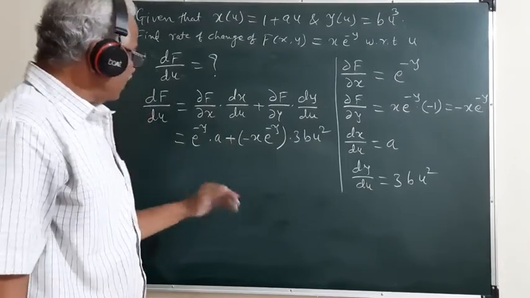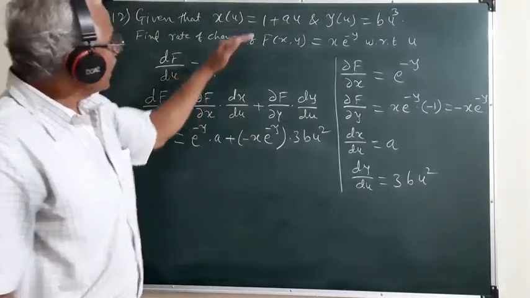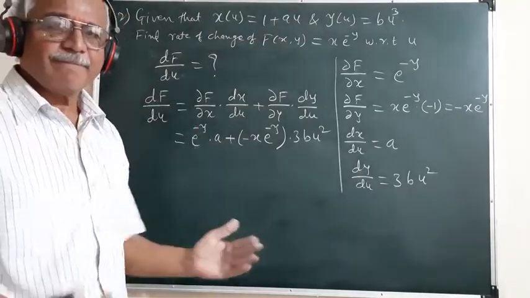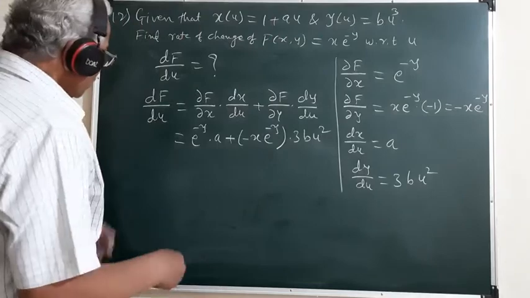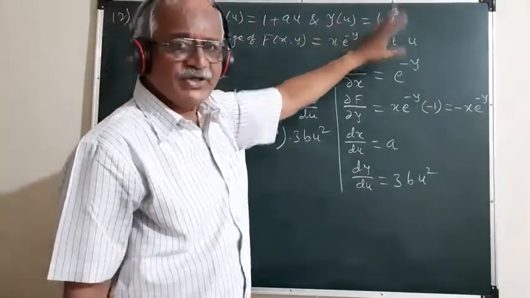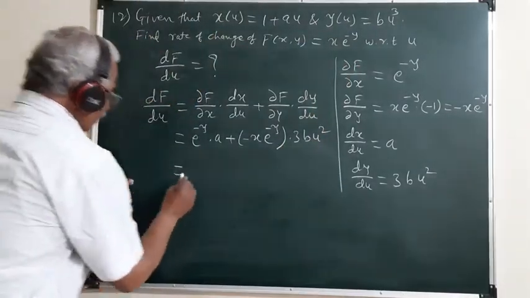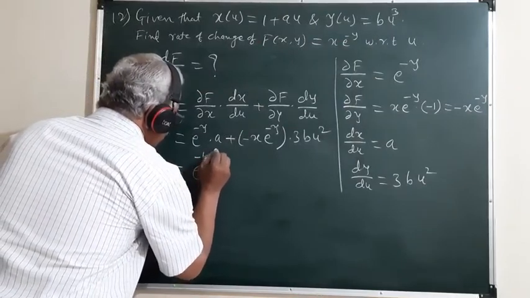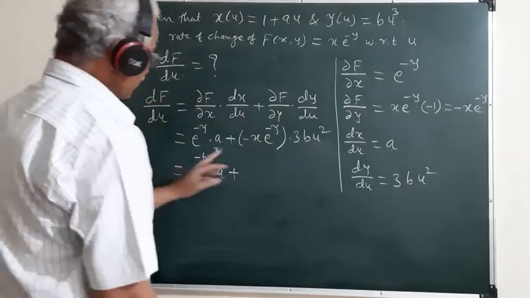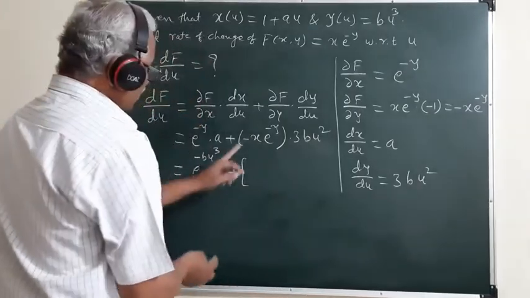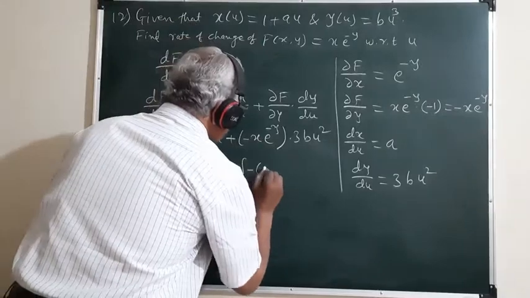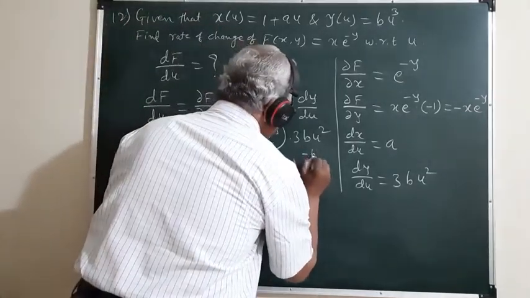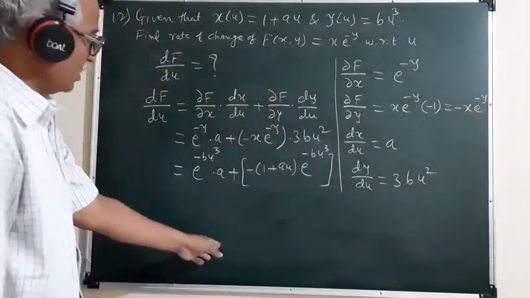This expression for df by du contains the terms x and y. Here we are given the expressions for x and y in terms of u. So use these expressions for x and y in order to get the complete solution for df by du. So replace x by 1 plus au and y by bu cube. We get e raised to minus bu cube into a, plus minus of x, where x is 1 plus au, e raised to minus y is e raised to minus bu cube, into 3bu square.